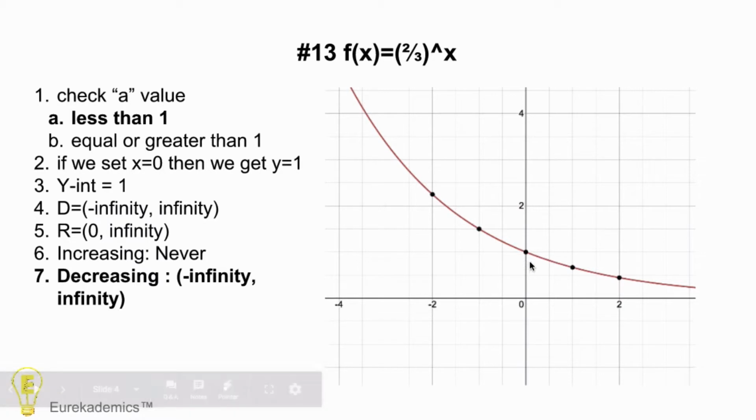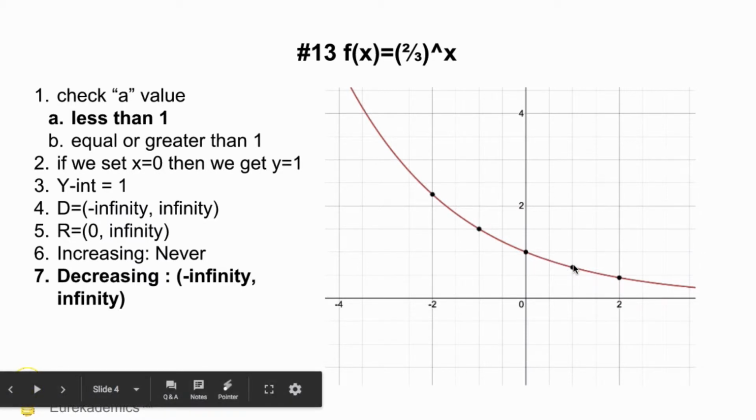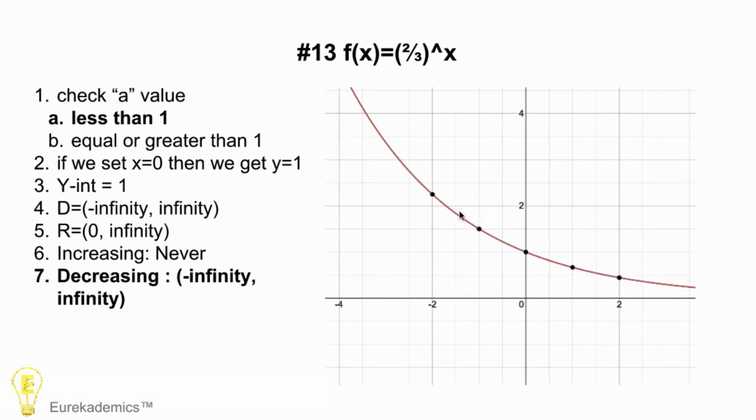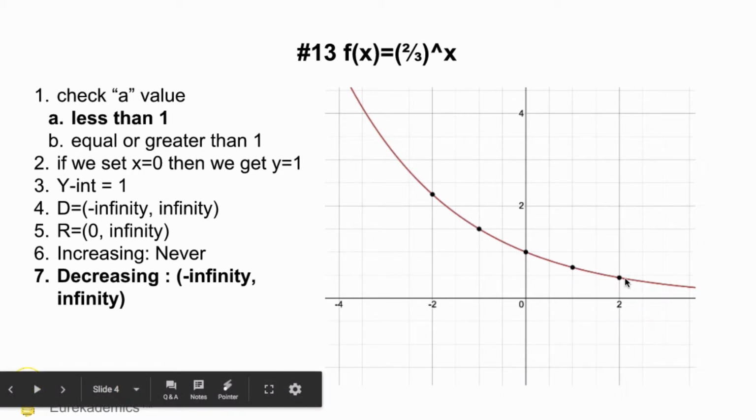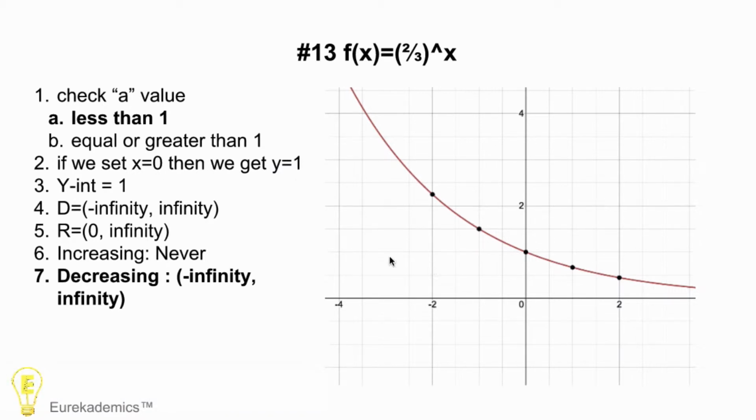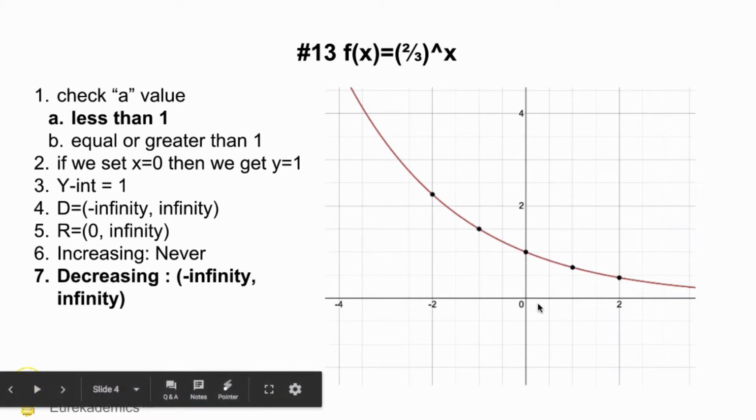And then you just plug in some points. Try 1 and see what you get. You get 2/3. Try 2 and see what you get. And so here we go. We got our y-intercept. The domain is negative infinity to infinity. Our range is 0 to infinity. And it's increasing never, decreasing always.